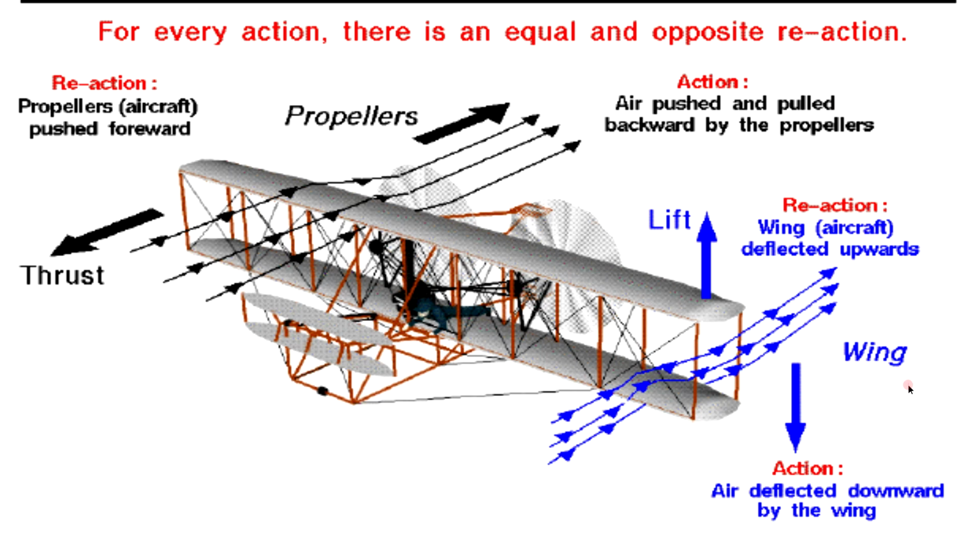And on the right, as the wing deflects the air downward, the lift will push upward, causing the plane to go up in the air, which again is another equal and opposite reaction.